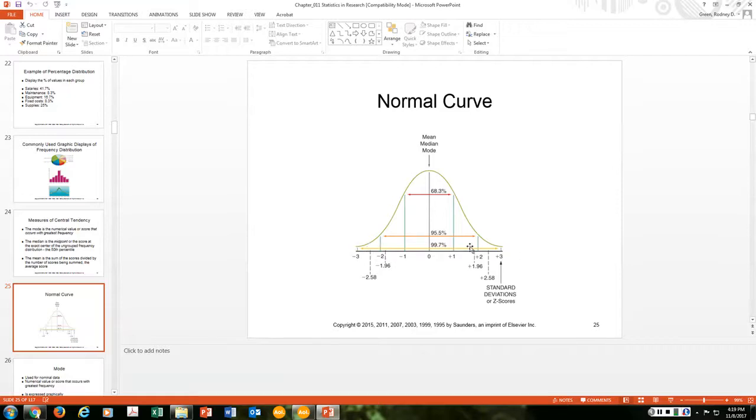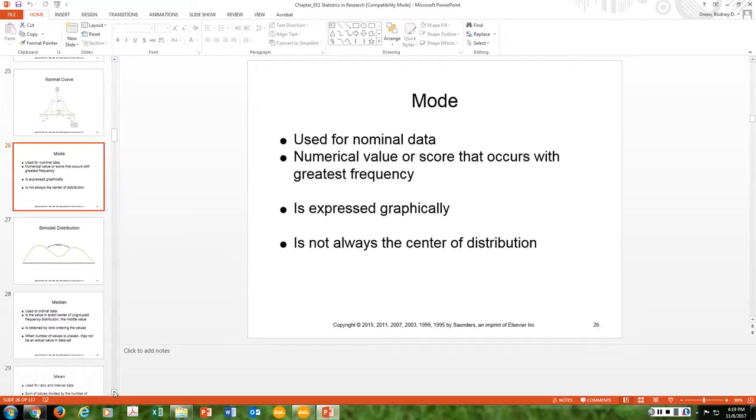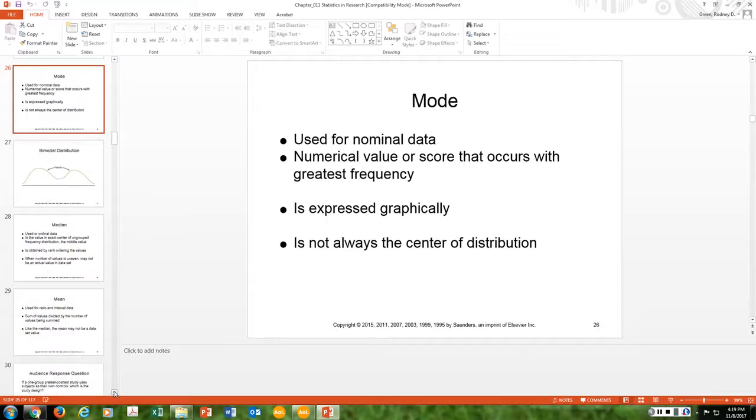Anything that's out here in the tail is the farthest away from the mean score. So they are very different from the average score. So the mode is used for nominal data. It's the numerical value or score that occurs with the greatest frequency. It's expressed graphically and is not always the center of the distribution.